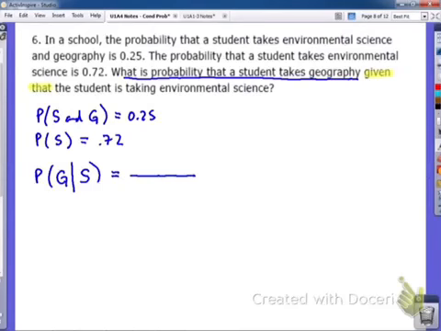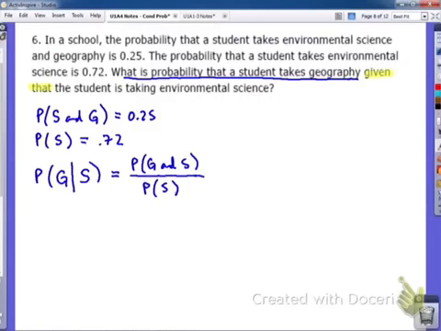So there's a formula for this. Do you remember? How would you write the formula out? The probability of what goes on the top? Let me hear from Amelia. G and S, divided by the probability of what? S. Okay.